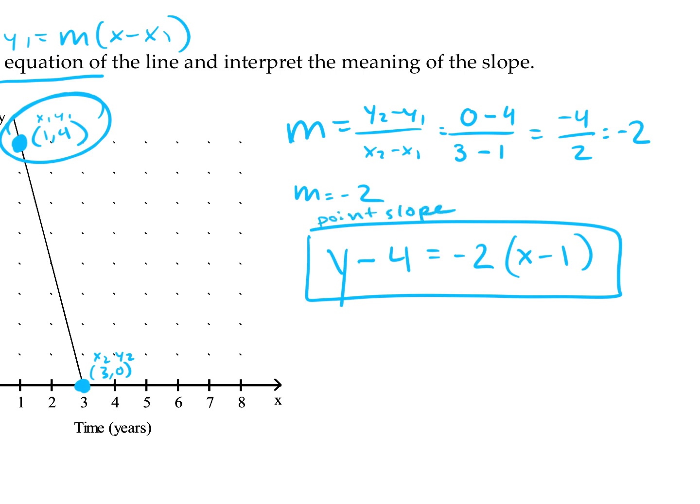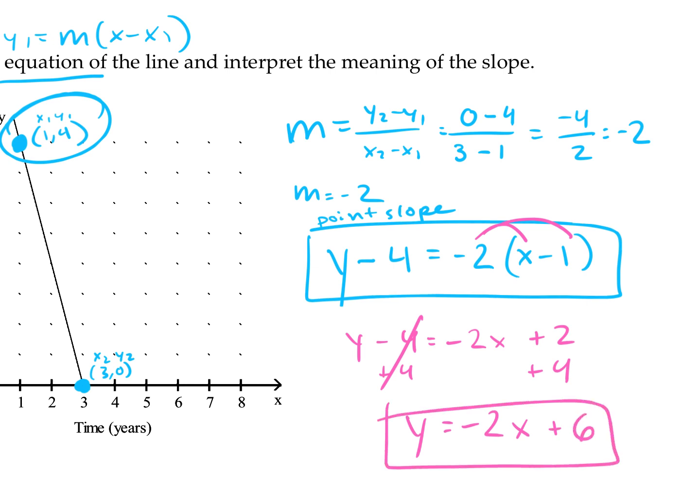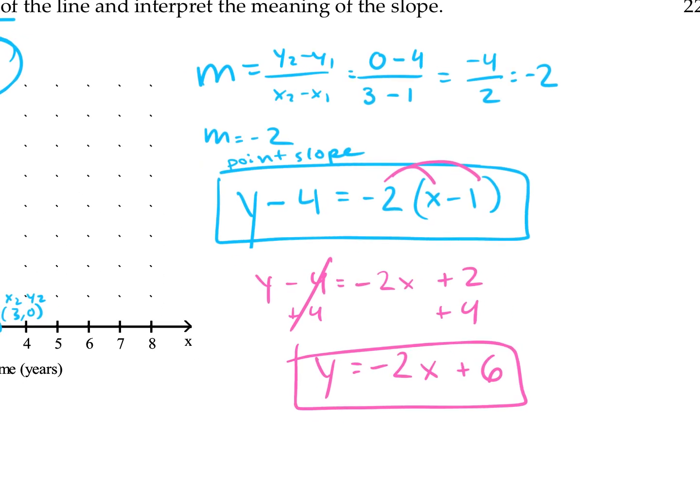But if you wanted to take it one step further and put it into slope intercept form, what would we do? Distribute the negative 2 first, so negative 2x plus 2, and then what? Add 4. So y is equal to negative 2x plus 6. So either one of these is fine for the equation of a line.